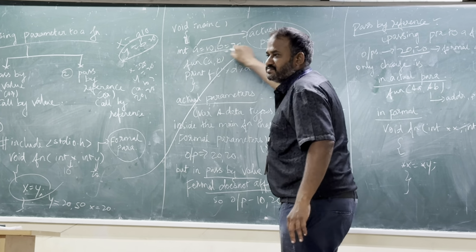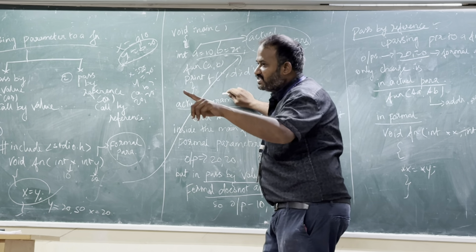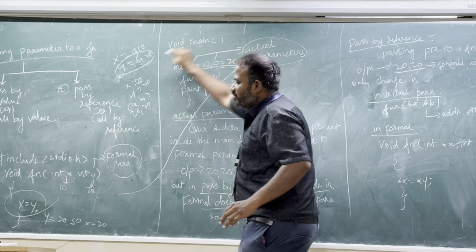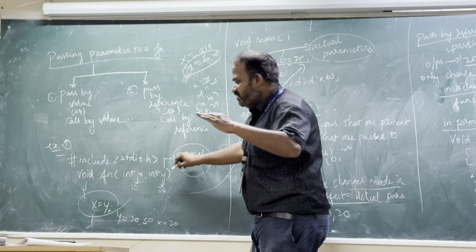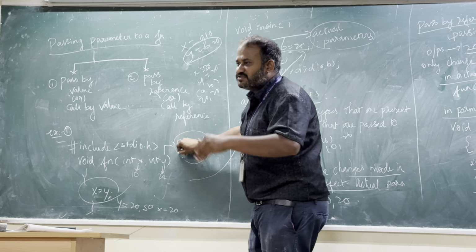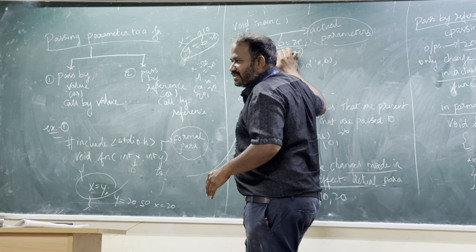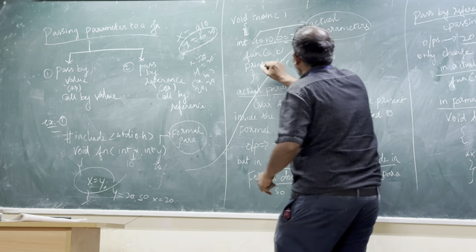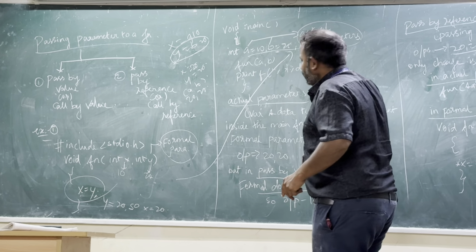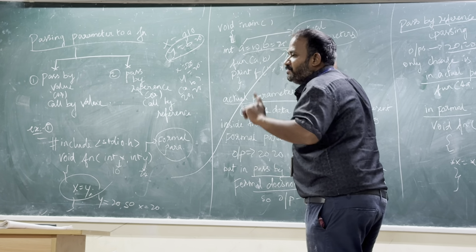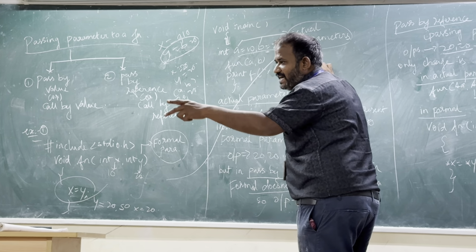Are you able to understand now? Anyhow, we are passing this value to this, but when we pass this value to this, it won't affect the actual parameter. Finally, you are going to print the function of a comma b. Whatever value is given in this a, b will be printed out. But this is passed by value.